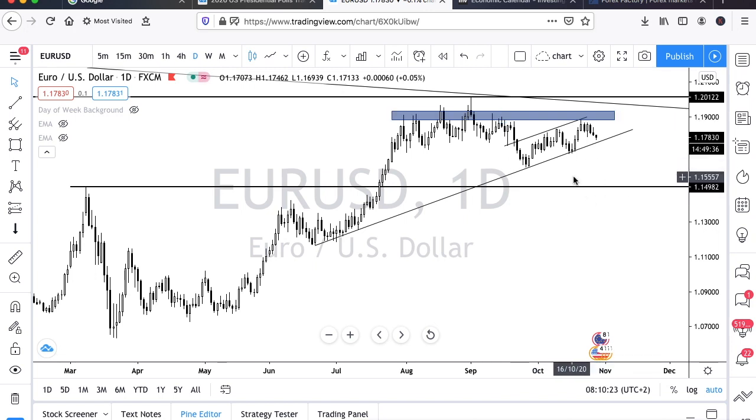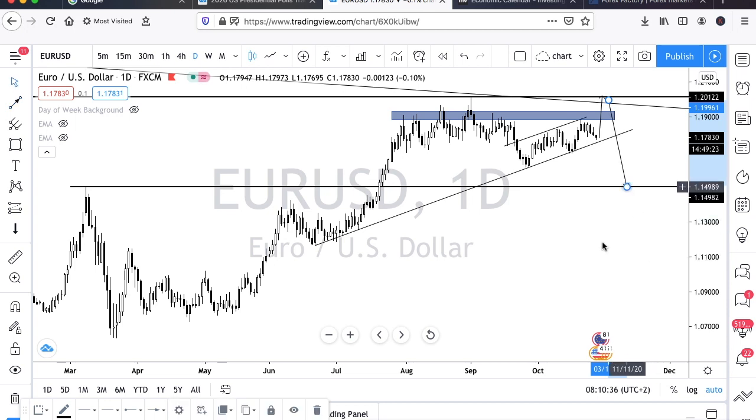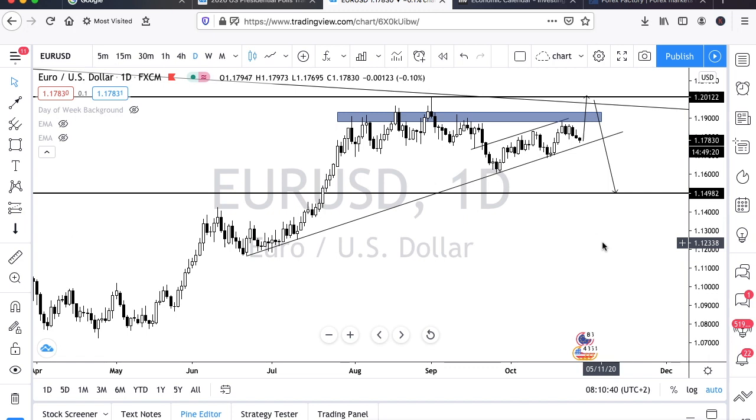But this is what I'm seeing on Euro USD. It can fail to break out of this and continue its move up, or tap this and take out everyone that sold, then later reject and continue down, and then we'll have a strong dollar. So that's all I'm seeing on Euro USD.